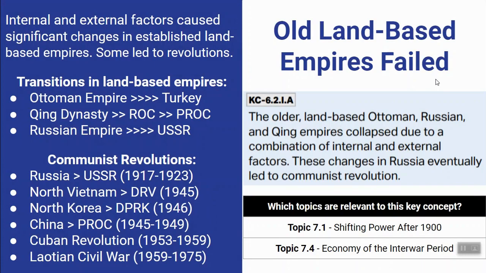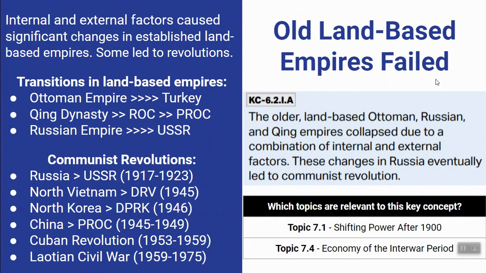Key concept 6.2.1.a says that the older land-based Ottoman, Russian, and Qing empires collapsed due to a combination of internal and external factors. These changes in Russia eventually led to communist revolution.